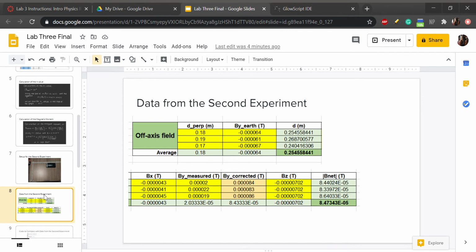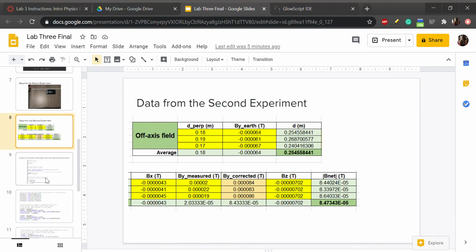And then I have the measurements for the off-axis field. I have d perpendicular, b sub y earth, and d, which is the distance, and that'll go into my code later on. I also have the b sub x, b sub y, and b sub z that I recorded from the application, and then I calculated a b net using the corrected b sub y value based on the magnetic field of the earth, which we are given.